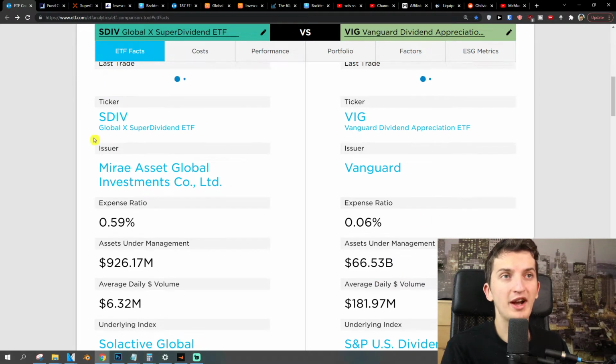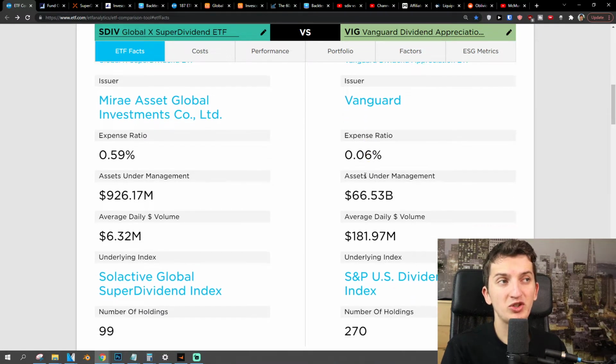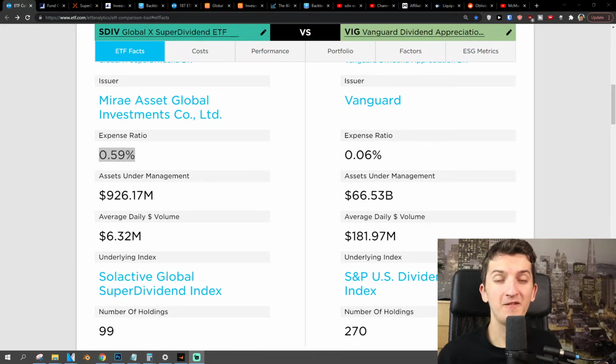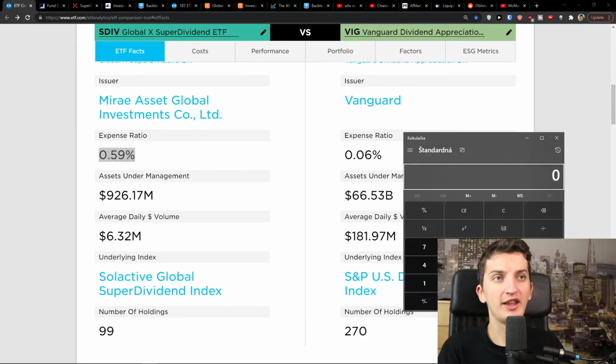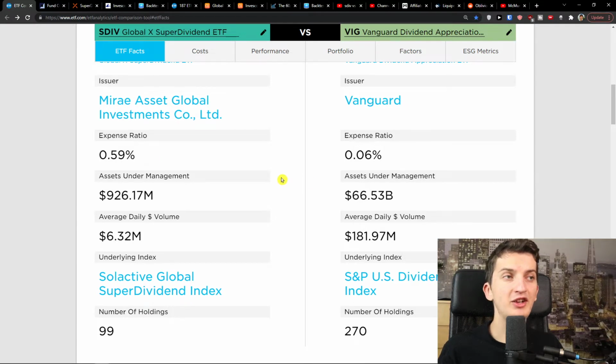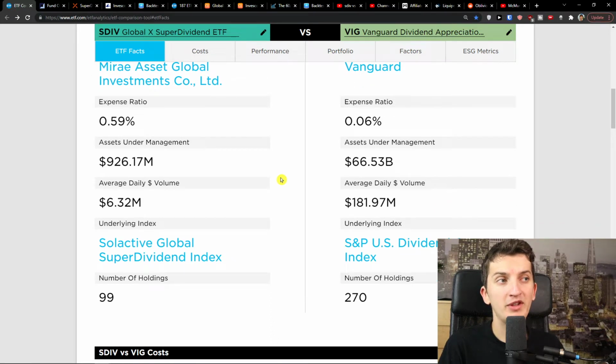Here, when we see VIG, we can clearly see that the expense ratio is much lower. It's cheaper. So 0.06% comparing to 0.59%. So let's say that if you would invest $10,000, you would pay $6, but with the SDIV, you would pay $59. You can see it here. Assets under management much higher with VIG and even the average daily volume. So in every single one of these regards, VIG is better comparing to SDIV.